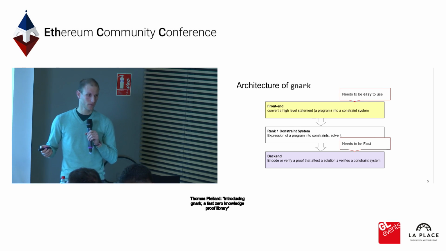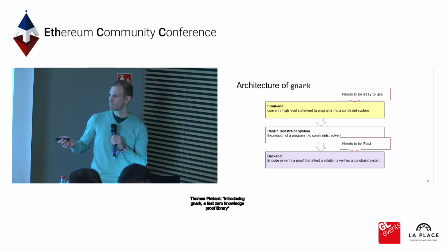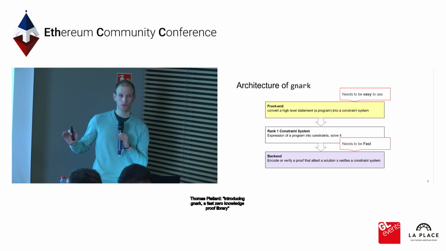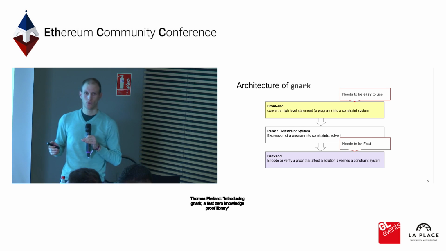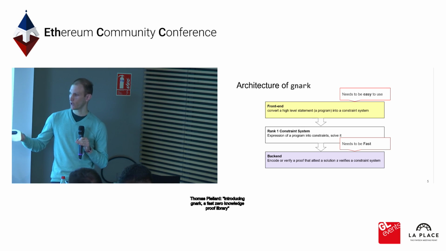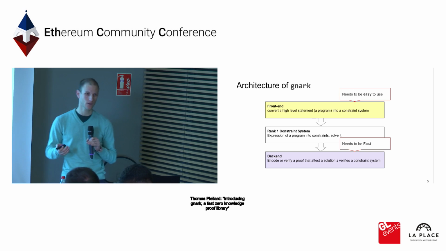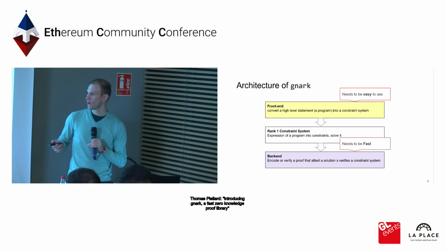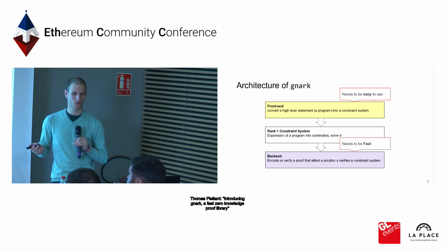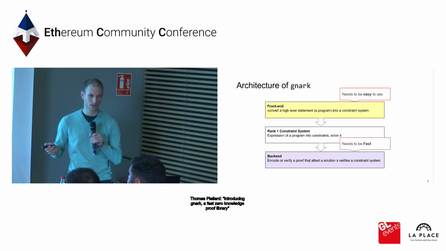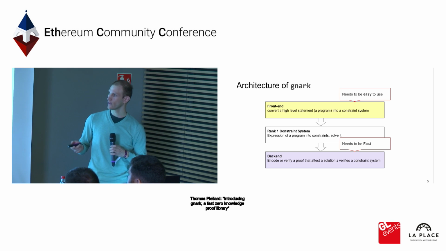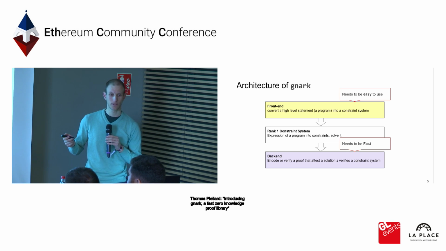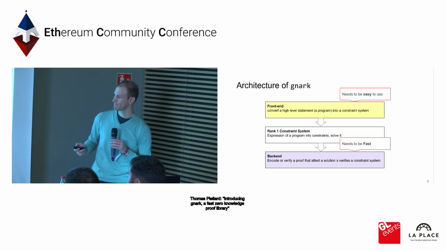And then you have the backend. For the user, the backend is a black box. You can think of it as a zero-knowledge engine. It's where all the heavy lifting is, so the elliptic curves implementation, and it's where the Groth16 protocol is really implemented. Of course, it's a bottleneck for SNARKs. You want the backend to be as fast as possible. And of course, the front end, you need it to be as easy to use as possible.